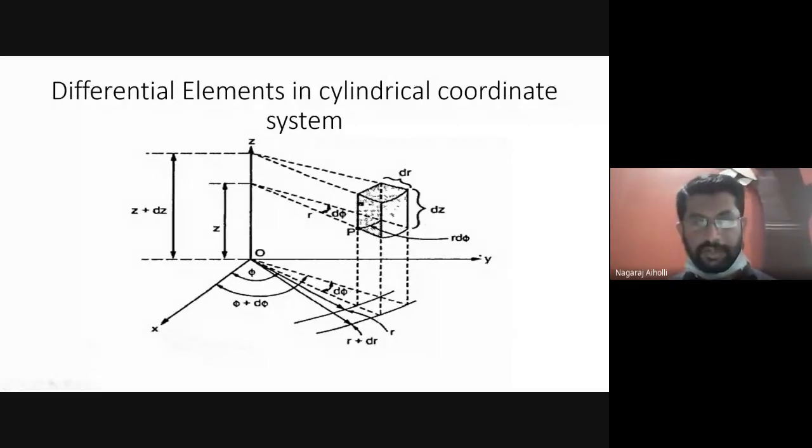Now here in this shape, the incremental length in the r direction is dr, and in the z direction it is dz. But what about in the phi direction? In the phi direction, we cannot call d phi an incremental length. It is not a length. We want the length, right? Now if we want the length, how do we find it? For this we have to take help from geometry.